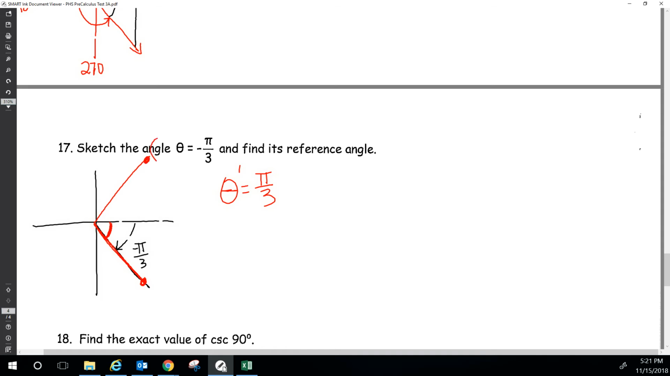I'm going to find its coordinates, which we know from our quiz, right? What are the coordinates of pi over 3? That would be the square root of 3. Nope, that would be 1/2, and then square root of 3 over 2.